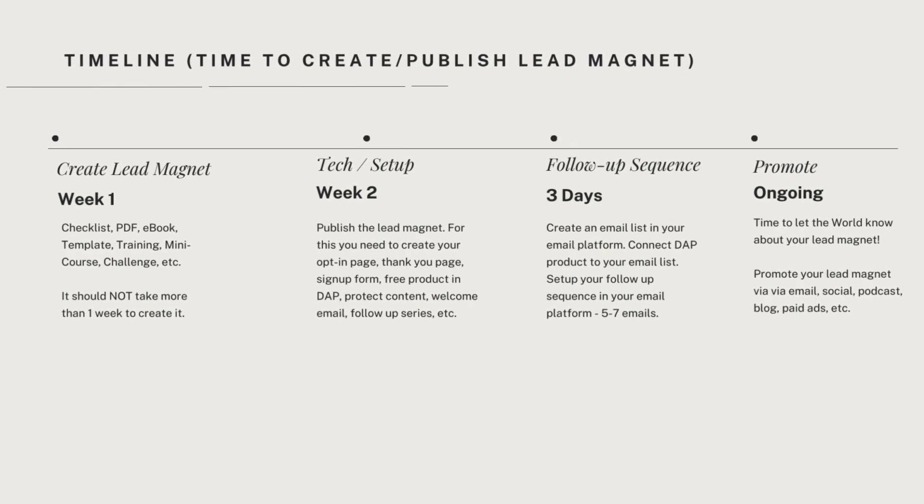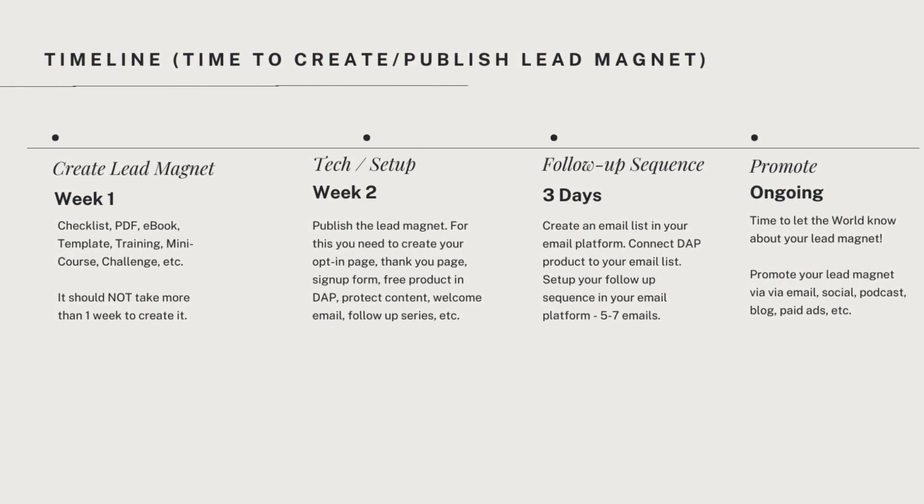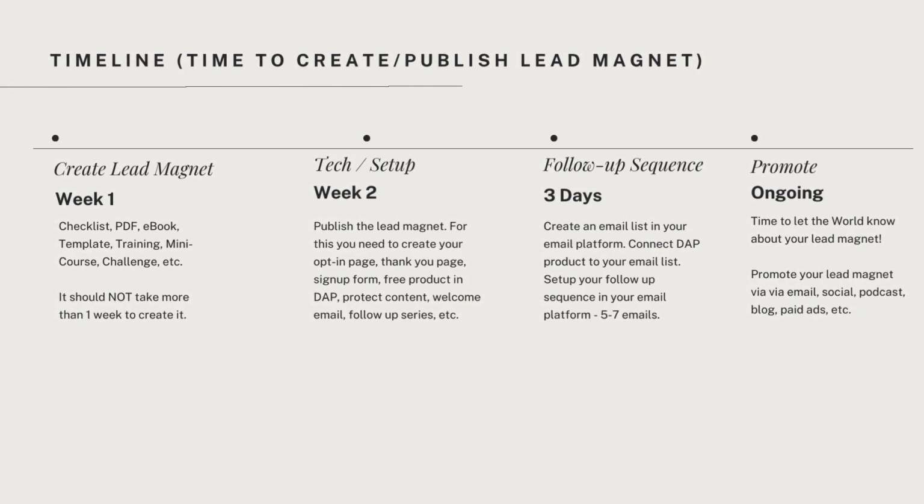Here's a rough timeline in terms of when you can start working on your paid content. So you have signed up for DAP and you want to start your membership site now. So first thing is, you want to create your lead magnet content, whether it's a checklist, a PDF report, an ebook, template, training, mini course, challenge, whatever it is that you want to offer as a lead magnet, you want to start working on that content first, right? Because that's the first thing you're going to need. And you want to productize it and offer it from your site to build your list.